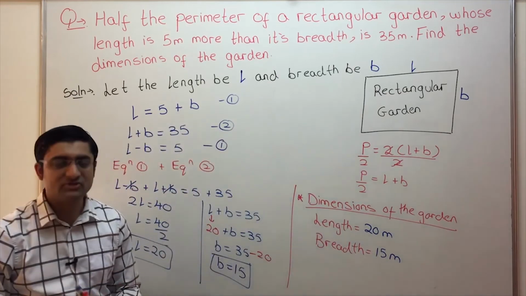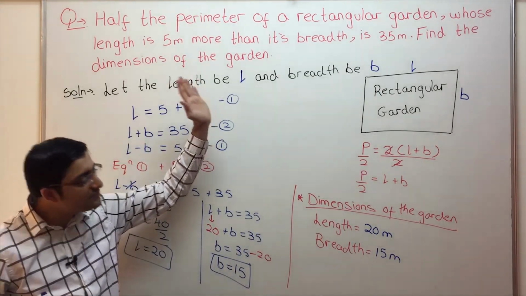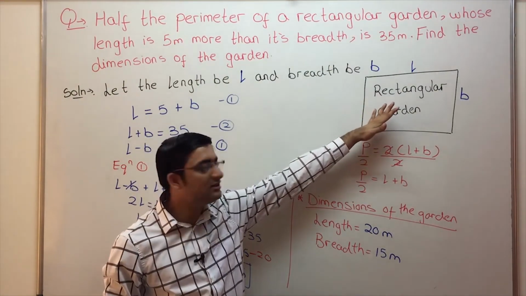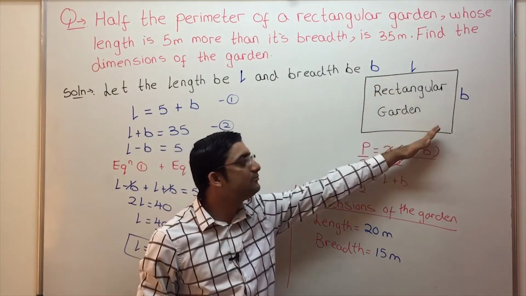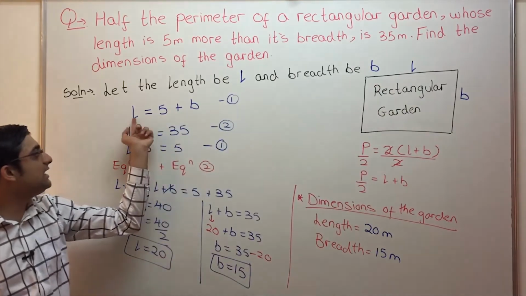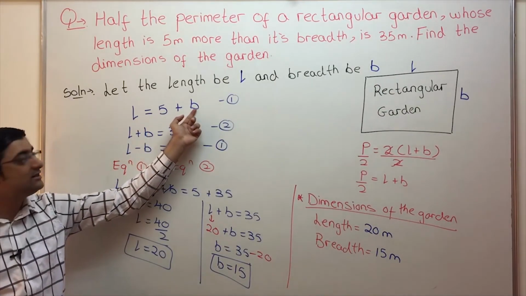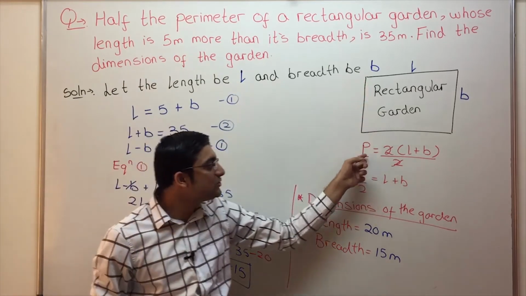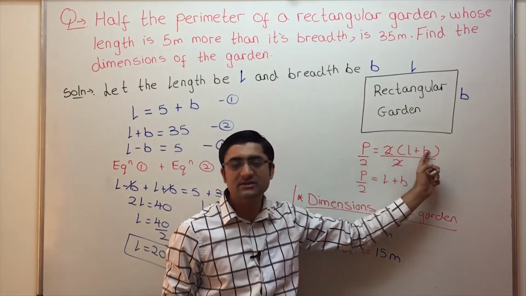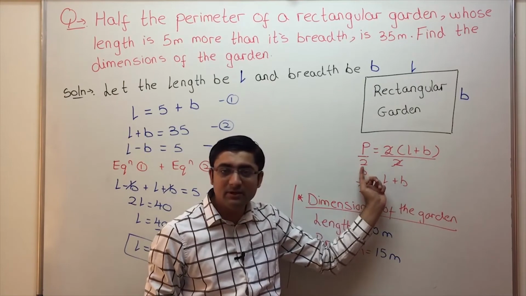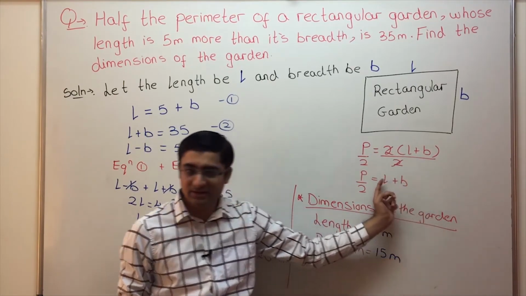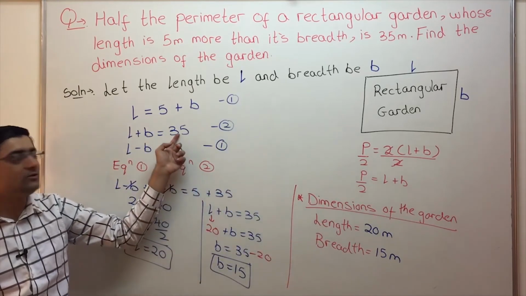So this is how you solve the question. I repeat, whenever you have a problem involving shapes, first draw your figure. It becomes easy to visualize. Now the two unknowns over here, length and breadth. So let the length be L and breadth be B. First thing given to us is length is 5 more than the breadth. Next we are given that half the perimeter is 35 meters. So what is perimeter for rectangle? 2 times length plus breadth. So what does half of perimeter mean? Divide by 2. So it becomes length plus breadth. So half the perimeter, meaning length plus breadth, is equal to 35.